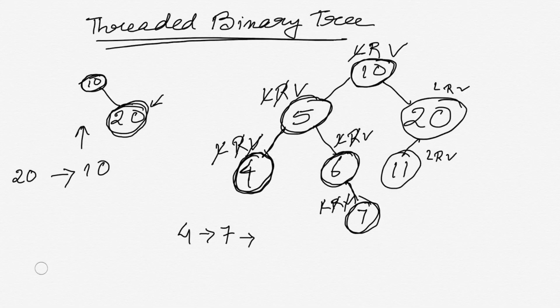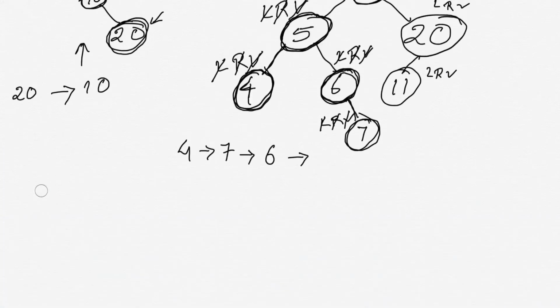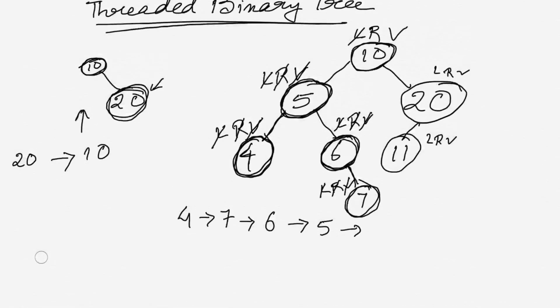We backtrack to 6, it has no left child, its right child is already visited. We visit this node and print 6. Then we backtrack to node with 5, we visit it. Now we are back to its parent, which is the node with value 10. We visit the right child of it, which is node with value 20.